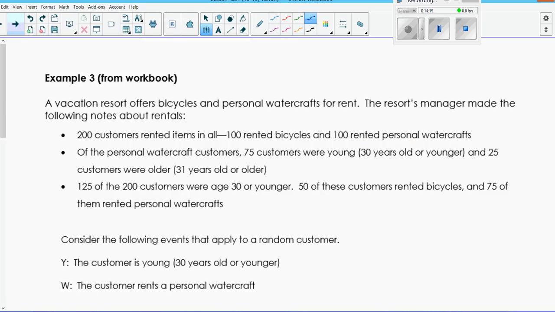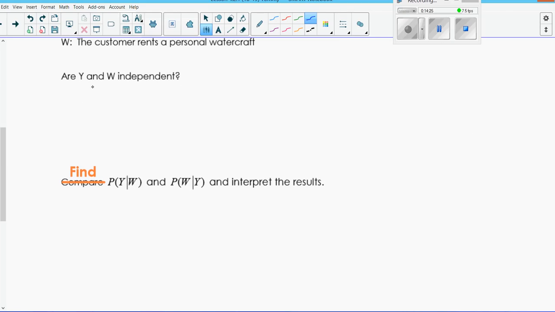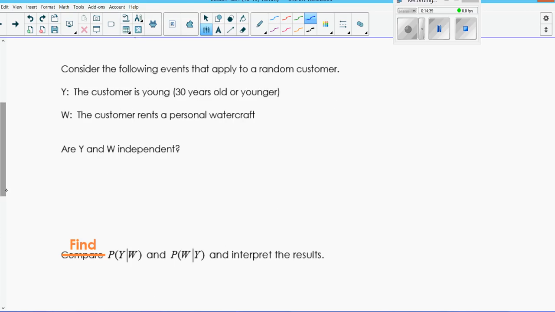Alright, so this problem's got a lot of words and a lot going on, but there's two things that we're going to look at. We're going to revisit independence, so are Y and W independent, and then we are going to find the probability of two conditional statements, and then we're going to interpret their results. Okay, so before we go through and read, since we're going to do this anyways, I'm going to write it out. So are Y and W independent? Remember, in order to determine independence, we want to know if the probability of Y and W equals the probability of Y times the probability of W. Okay, so that's my checking for independence.